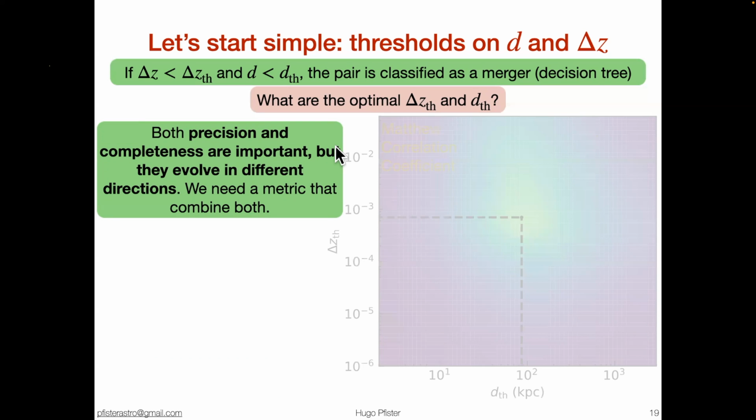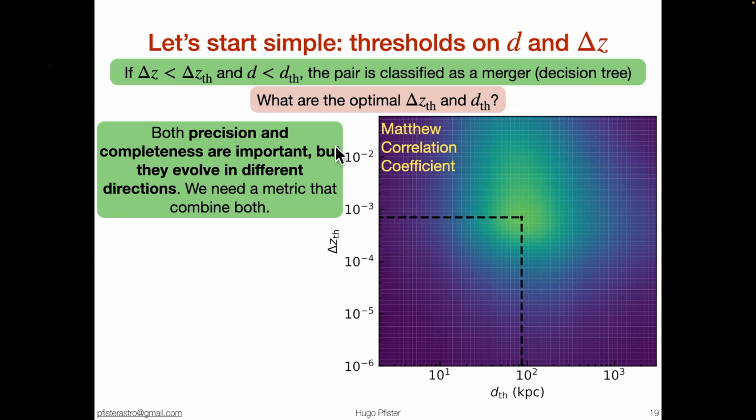So there is the F1 score, which you may have heard about. But I found that the Matthews correlation coefficient, I don't know if you are aware of this metric, according to some is the best metric for binary classification. It's basically a combination of true positives, true negatives, etc. And you can do the same exercise and optimize on the Matthews correlation coefficient, and it shows nicely a maximum for a redshift difference of 10 to the minus 3, and for a projected distance of 100.